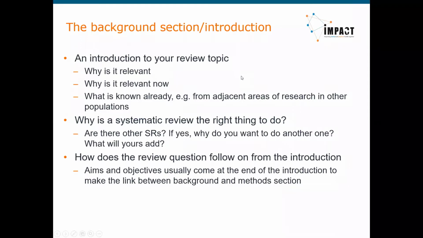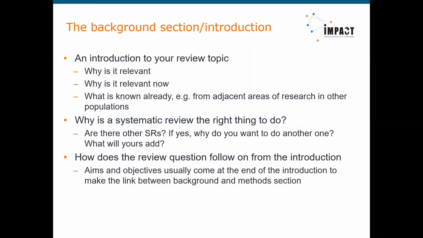This population, why is this condition important for this particular population? How common is it? What's the burden of it? If you're picking a particular geographical area, why is it important to focus on that area? And you need to put this information in a logical way that is easier to follow. So that's why I suggested the headings, subheadings.